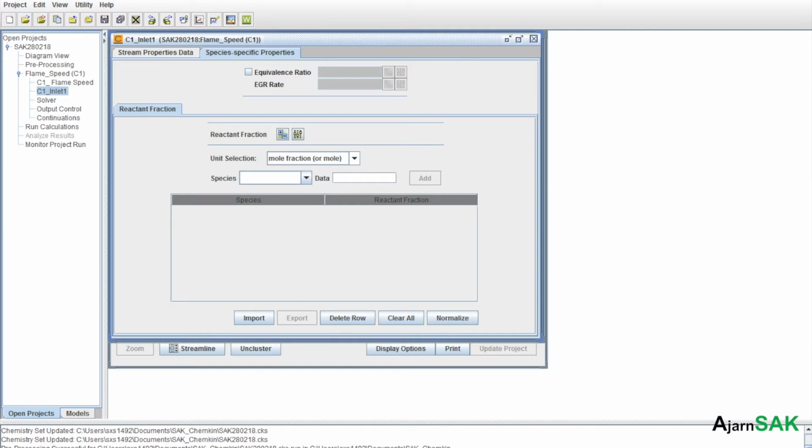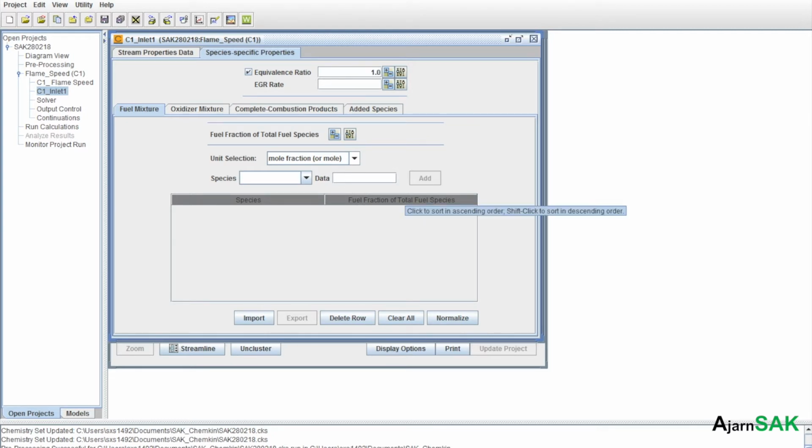What do you want to define? You know equivalence ratio? It's phi, right? We usually know whether we are going to burn rich, lean, or stoichiometric. Let's say stoichiometric. So go with 1.